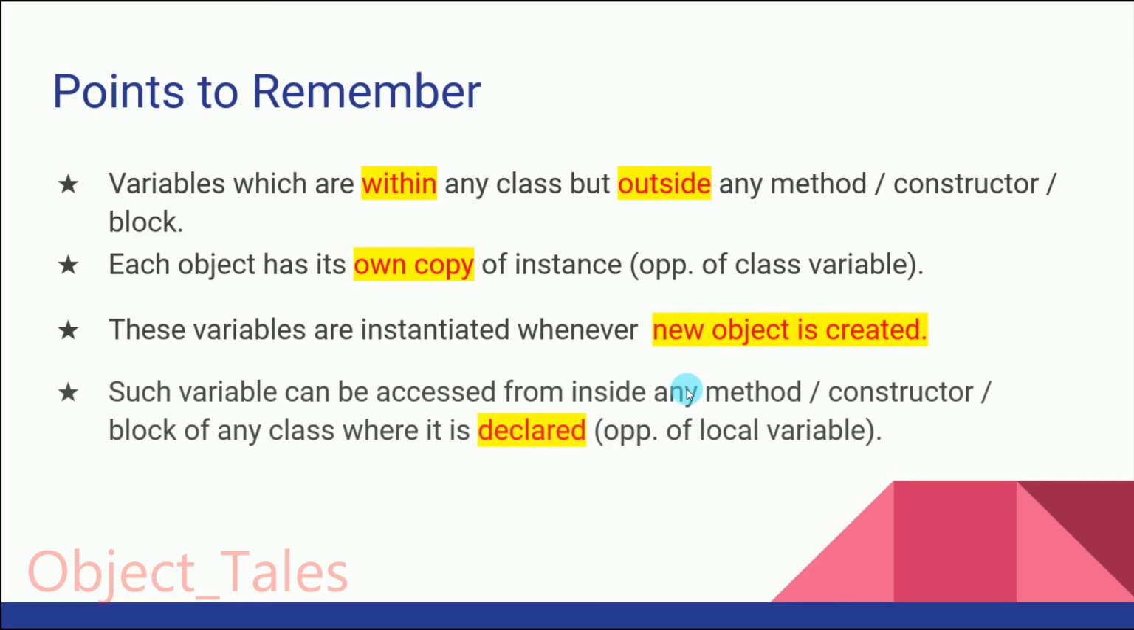As you just read the first point and the fourth point, you can access the instance variable from inside any method, block or constructor. Okay, the opposite of local variable. In local variable, the visibility was only inside the method, but in this you can access it through the constructor or any block.